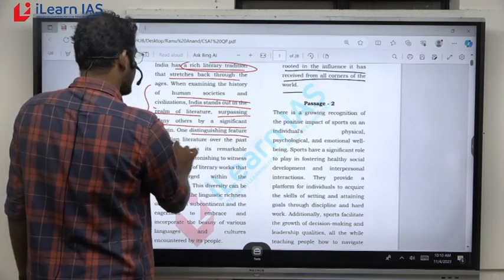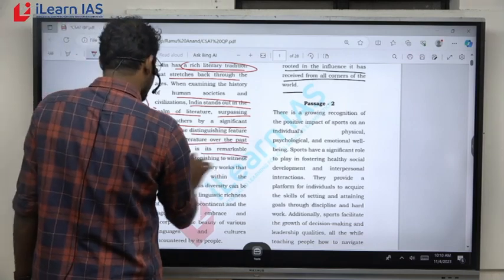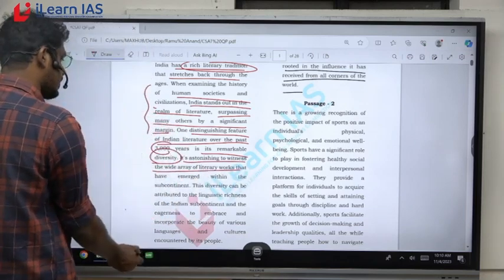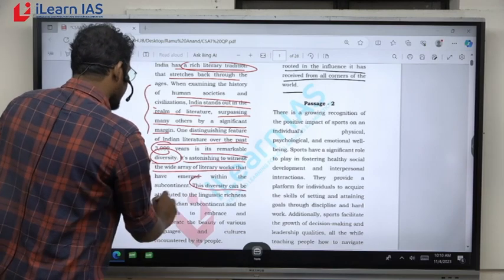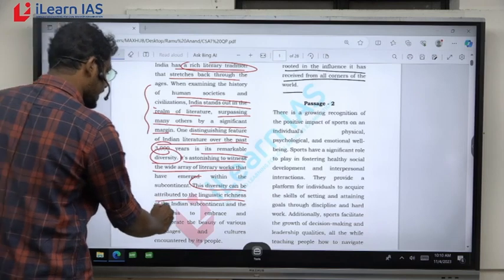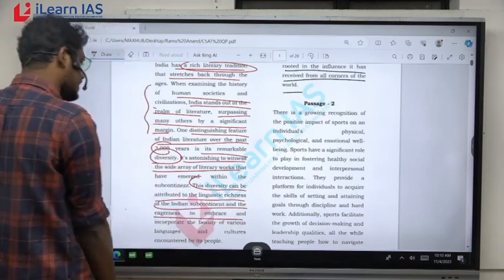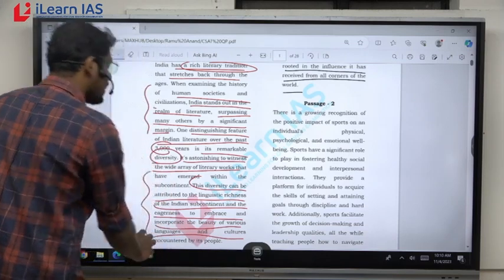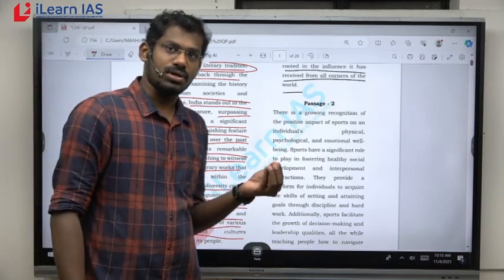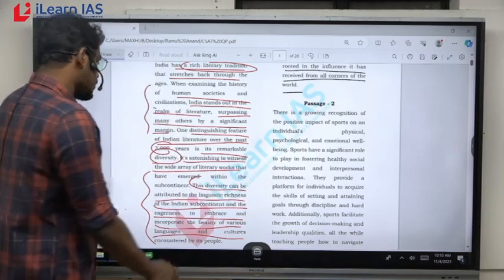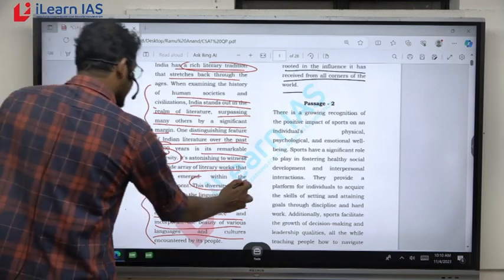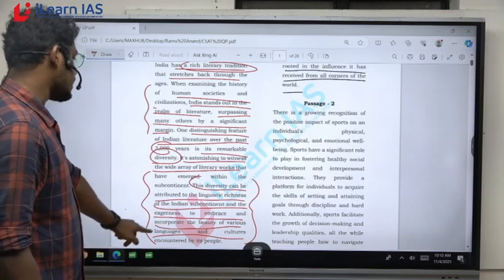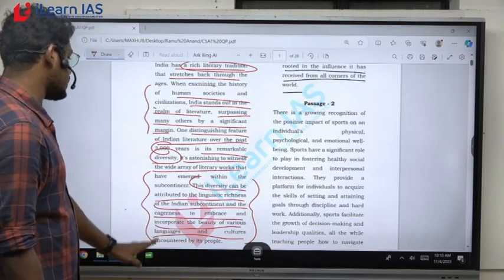One distinguishing feature of Indian literature over the past 3,000 years is the remarkable diversity. It is astonishing to witness the wide array of literary works that have emerged within the subcontinent. This diversity can be attributed to the linguistic richness of the Indian subcontinent and the eagerness to embrace and incorporate the beauty of various languages and cultures encountered by its people. While reading passages, it is important to focus on the initial and the ending part of the passage. So in the end, the passage says the literary diversity can be attributed to the linguistic richness and the eagerness to embrace the beauty of various languages and cultures.